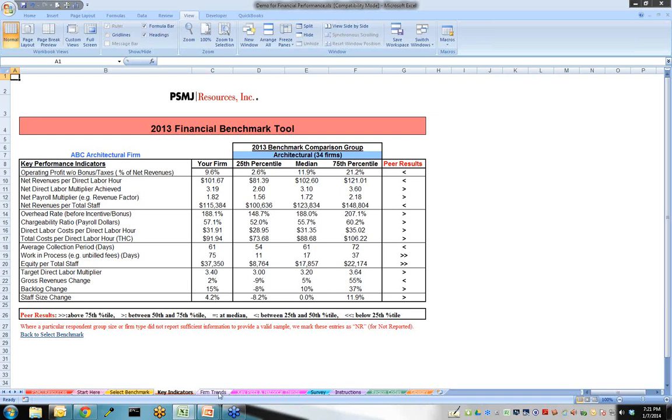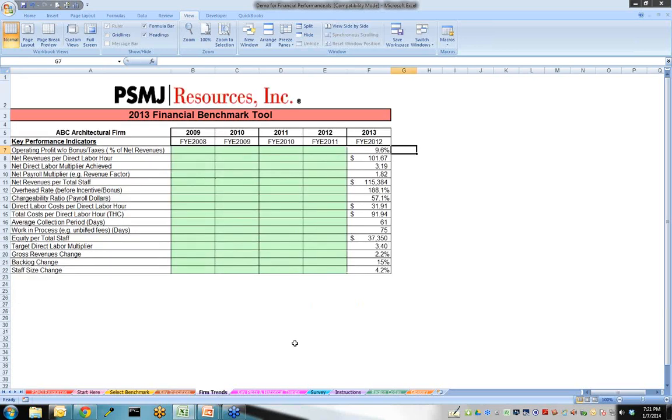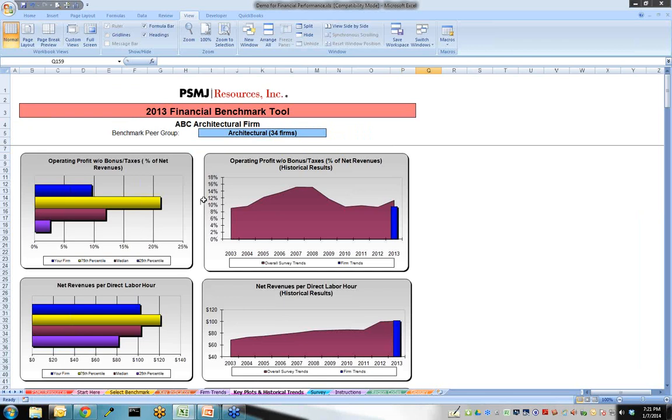So again, just continuing the tour, we offer the firm trends again. All of your data for all of these metrics will be pulled directly from your survey automatically. The green is something that you can input if you want to look at past trends. Then again, graphically, we represent the same information.